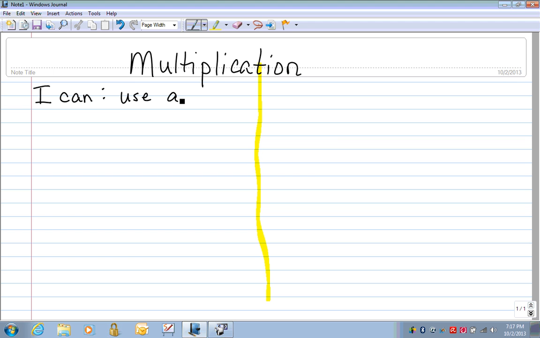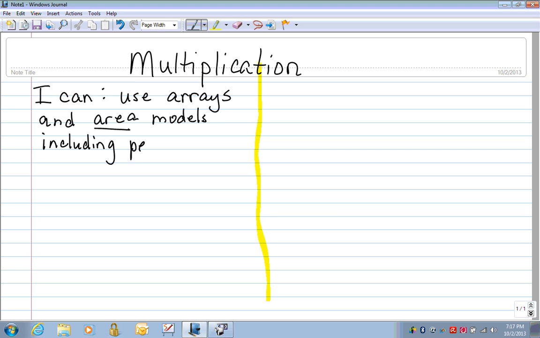use arrays, which is a vocabulary word, and area models, including perfect squares, as large as 15 times 15. Okay.